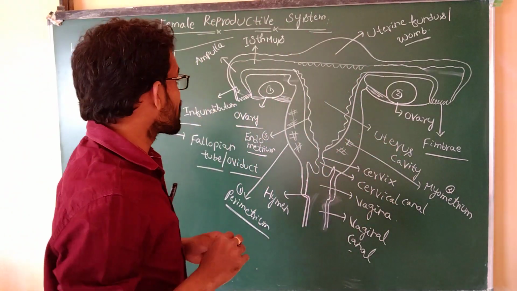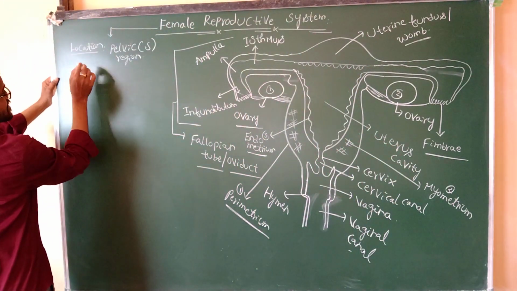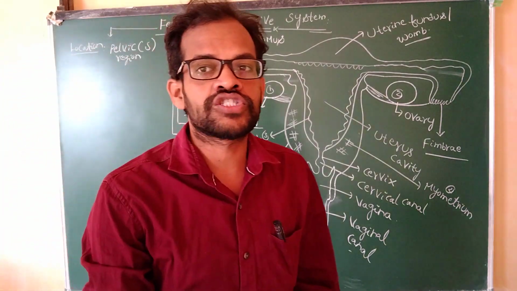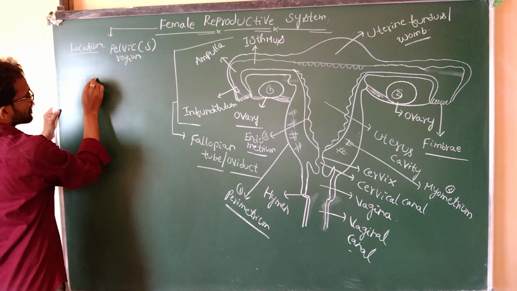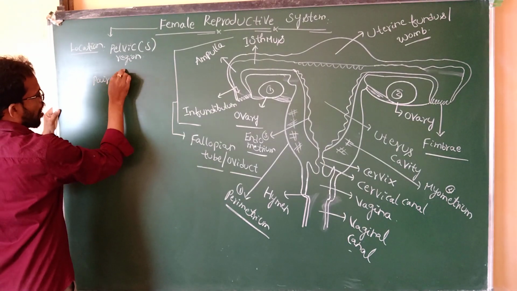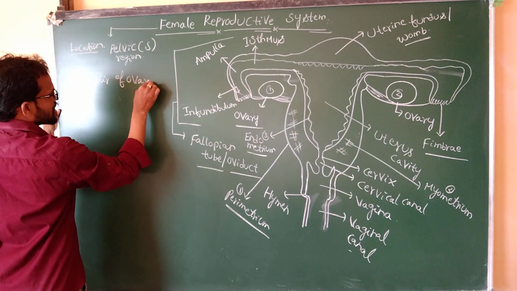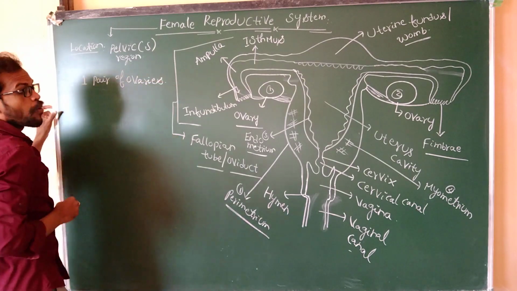How many pairs of ovaries? One pair of ovaries. The female reproductive system consists of one pair of ovaries.